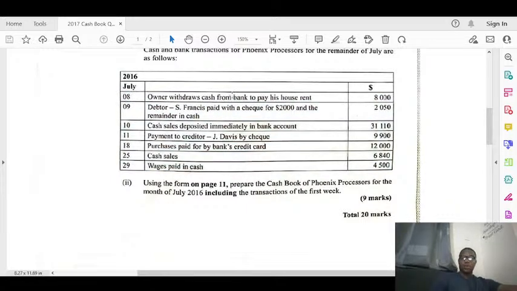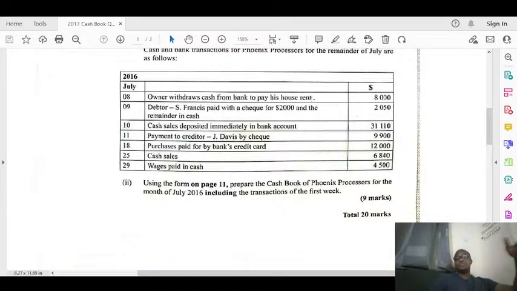July 8th, the owner withdraws cash from bank to pay his house rent. Now, if the owner is drawing money from the business for his personal use, that is what we call in accounting drawings. Right? Drawings. D-R-A-W-I-N-G-S. Yes, that is how drawings is spelled. Right? That is what we call drawings. Anytime the owner of the business takes money for his personal use, it's drawings.